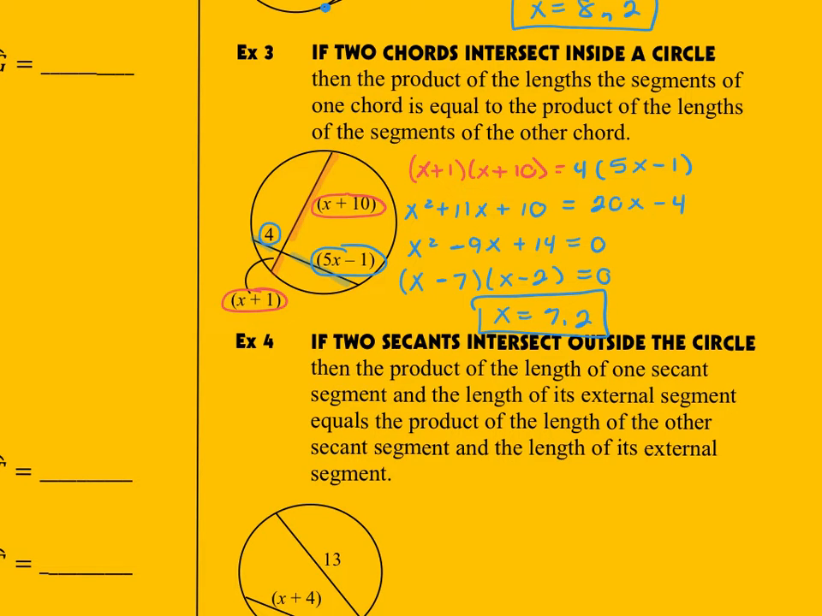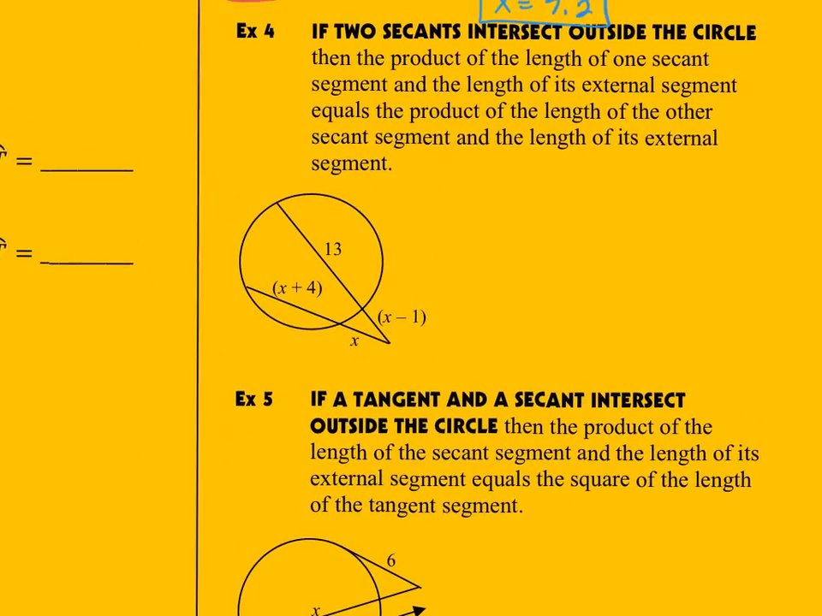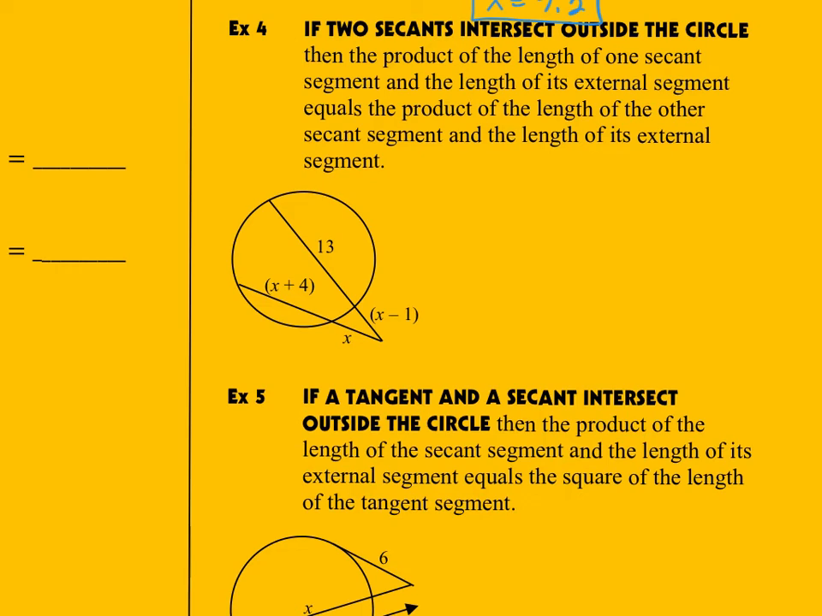All right, we've got 2 more examples to do here. Now we're going to look at what happens when segments intersect outside the circle. So now we're going to have some secants intersecting. We still want to find some parts, but this time what we want to draw our eyes to is the portion that's outside the circle and the portion of the entire secant.